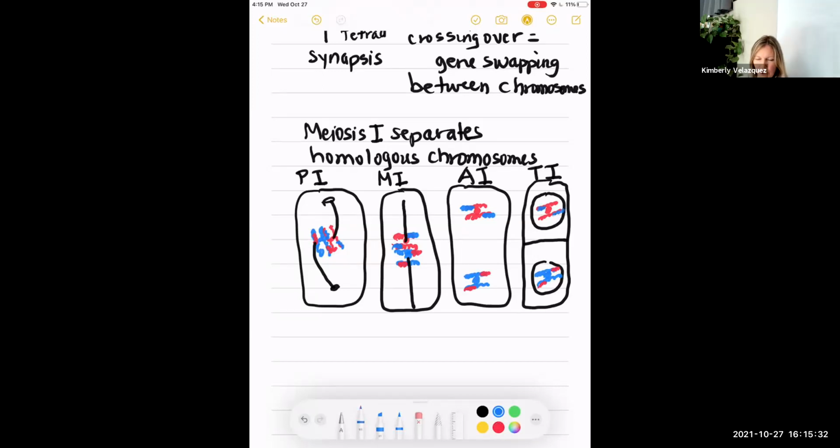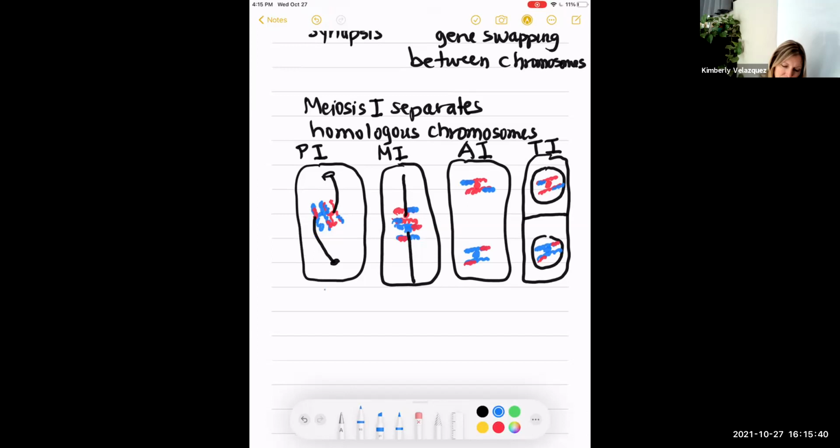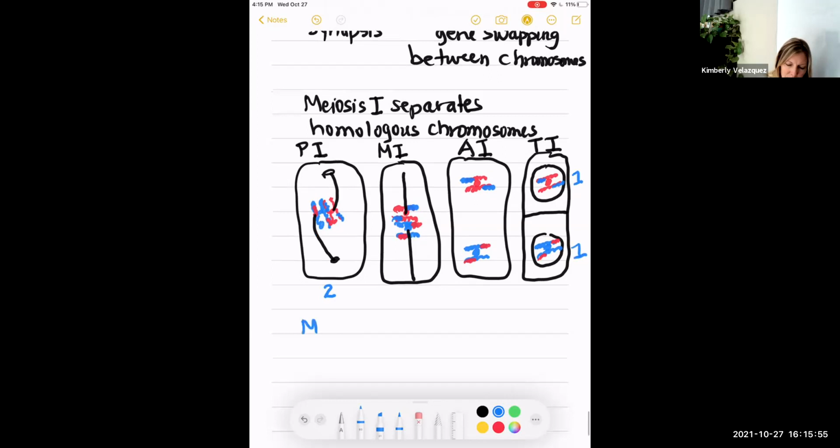And they're already a mixture of the 2 parents' DNA. Okay, so here, this cell has 2 chromosomes, and each of these just have 1. So we've already reduced the amount of DNA in half. But the sister chromatids are still attached, and meiosis 2 separates sister chromatids. And it looks just like mitosis. The difference is you're starting off with half the number of chromosomes.